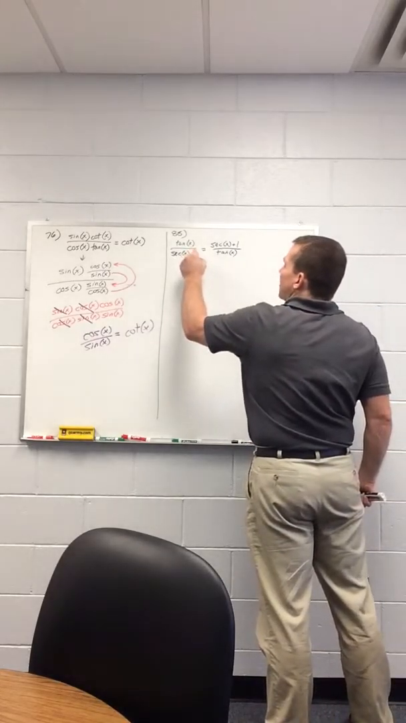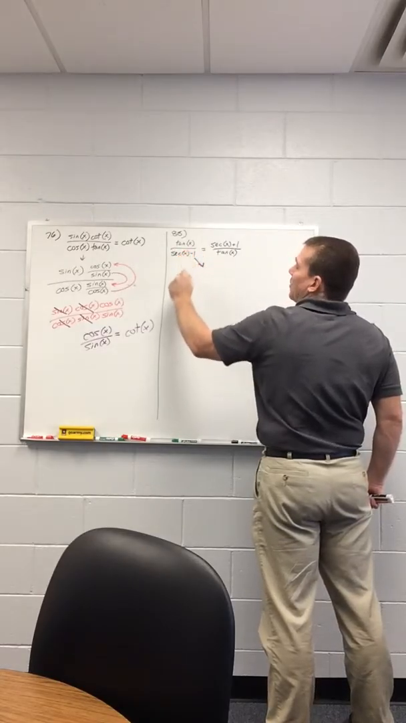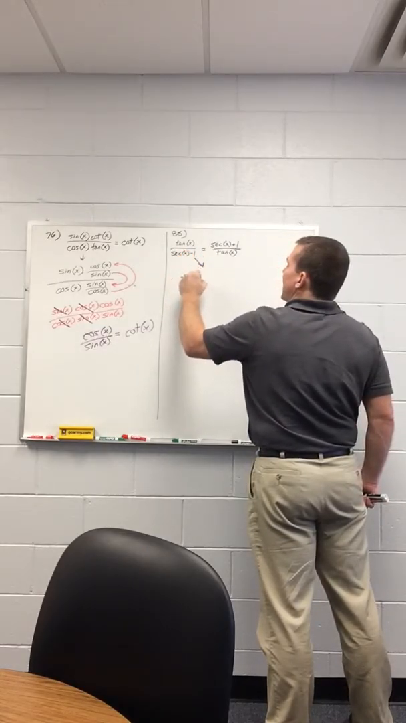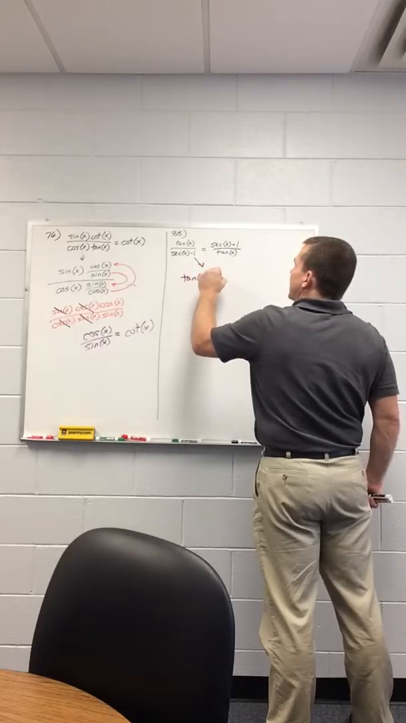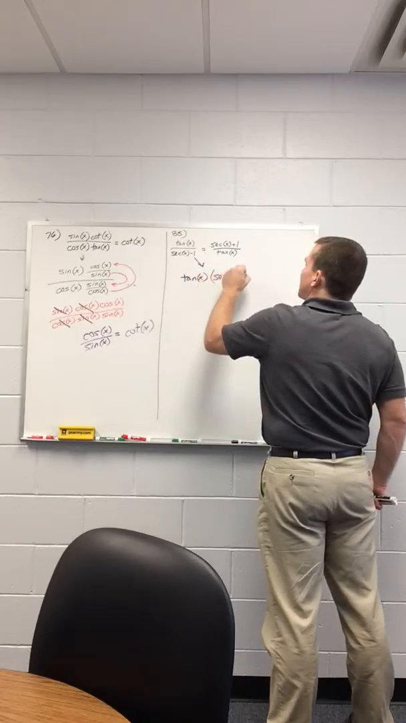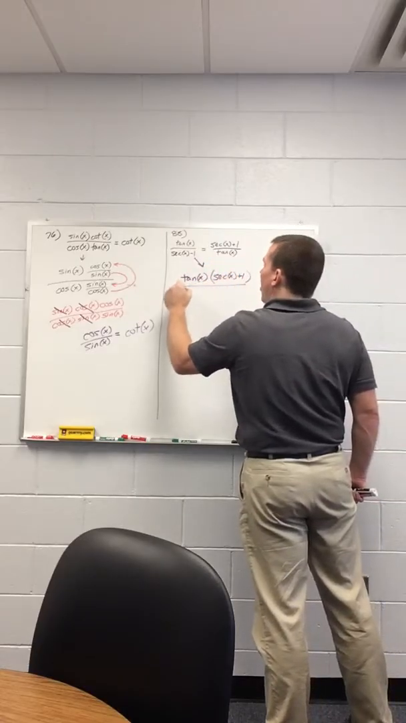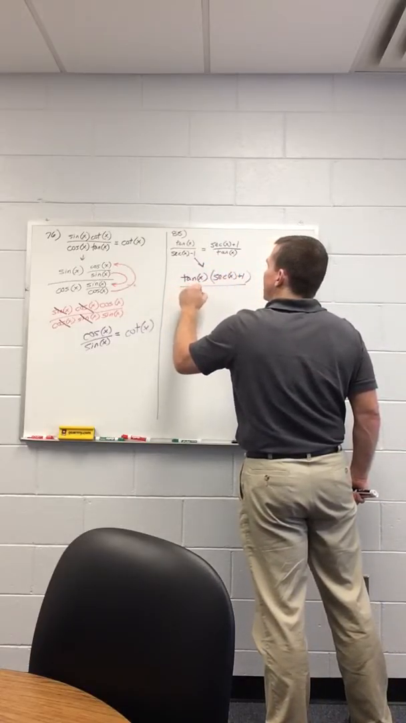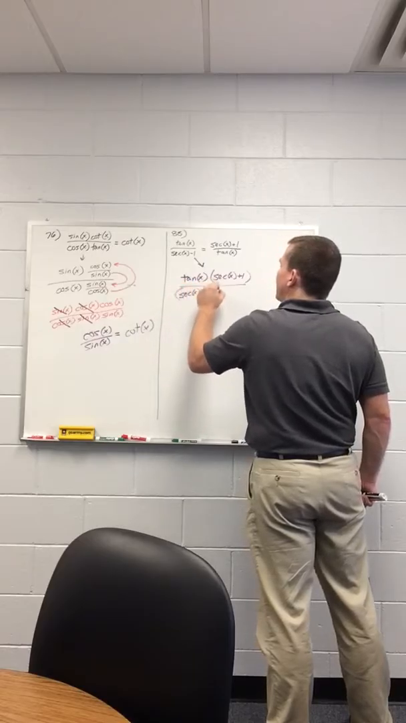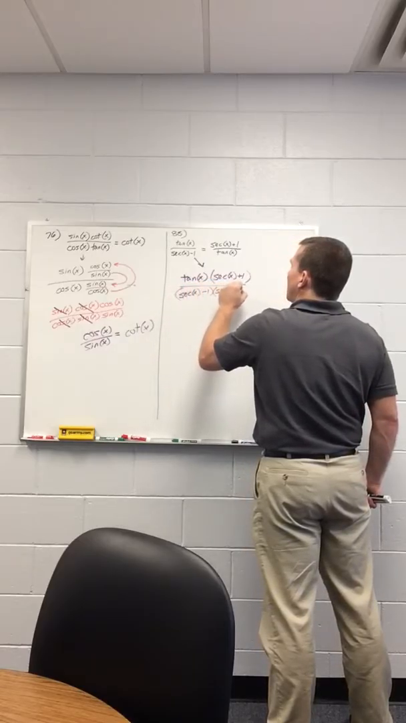So in this case, again, we're only going to work on the left. I'm going to multiply the top and bottom by the conjugate. So we get tan x times secant x plus 1. Remember, the conjugate just means flip the sign in between. All over secant x minus 1 times secant x plus 1.